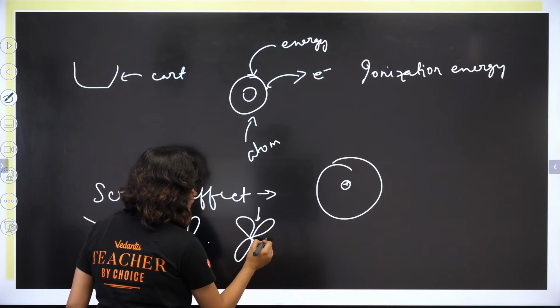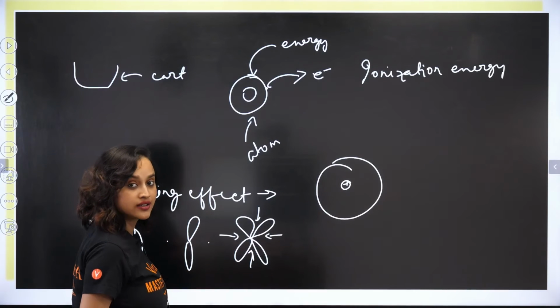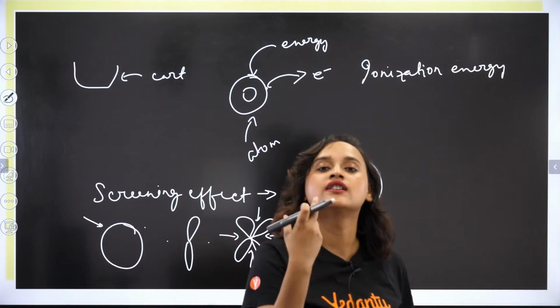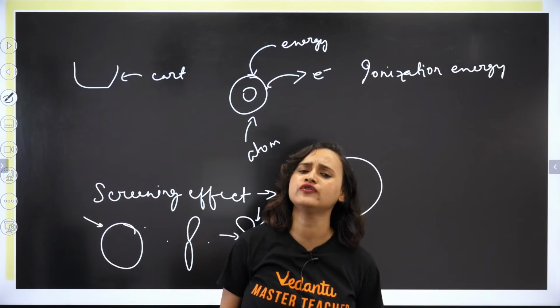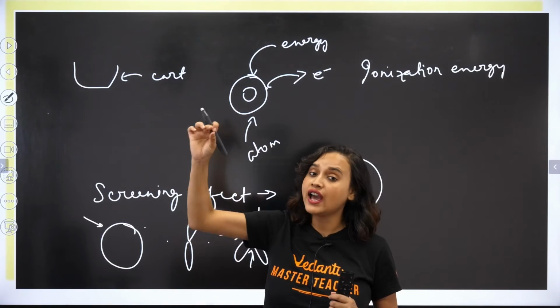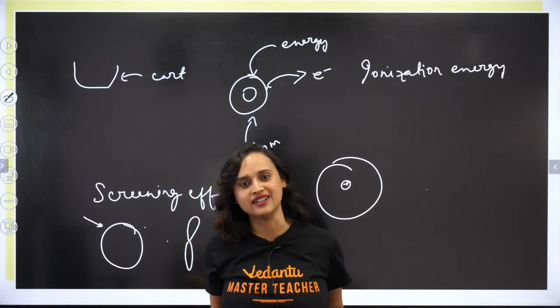Now when we come to D, D kind of looks like this. So you see there are a lot of empty spaces. These are poor shielders. D is a poor shielder, and F is an even worse shielder, because there are a lot of empty spaces, and the outside electron, the valence electron, can come under the radar of the nucleus very easily.